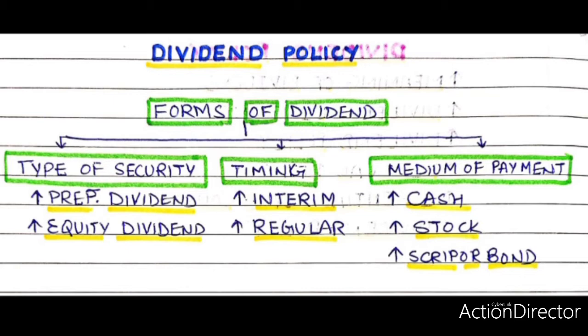Scrip or bond dividend. Scrip dividend is the dividend paid by a company to its shareholders in the form of scrips, that is, shares and debentures of another company or a promissory note. This form of dividend is used by a company when it faces a temporary financial crisis in spite of high earnings. Scrip and bond dividend differ only in respect of time period. In case of scrip dividend, the time period is short term, whereas in bond dividend it is long term.